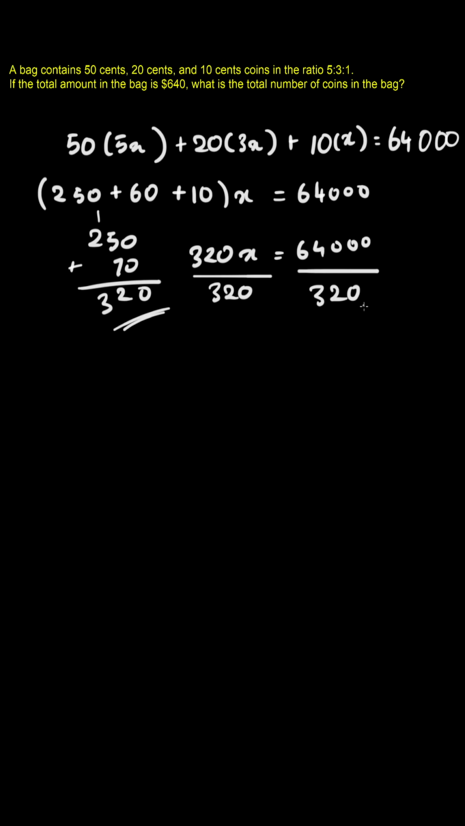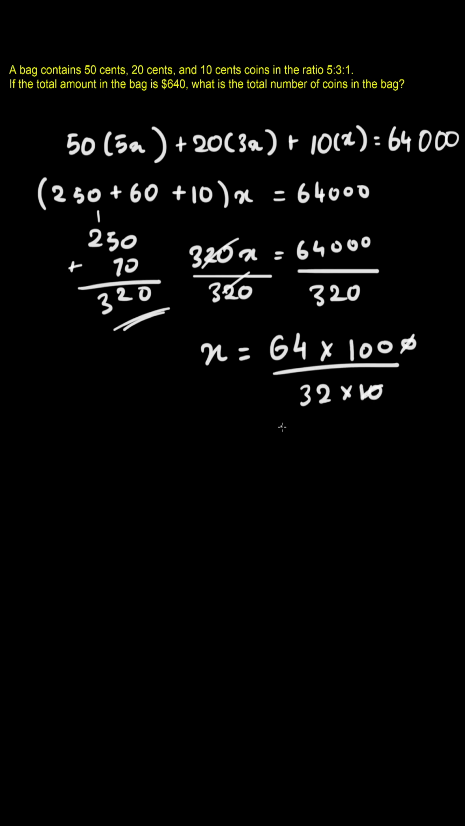Why? Because we are going to find x. If we find x, it's going to be easy, and we will not have any unknowns. So 320 by 320 is 1, and x is equal to 64 times 1000 divided by 320.